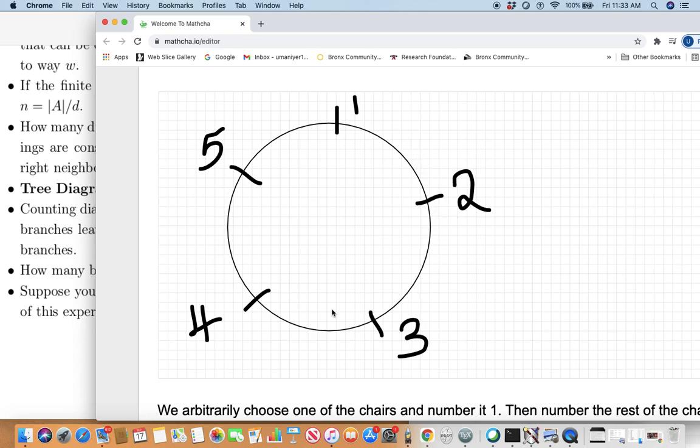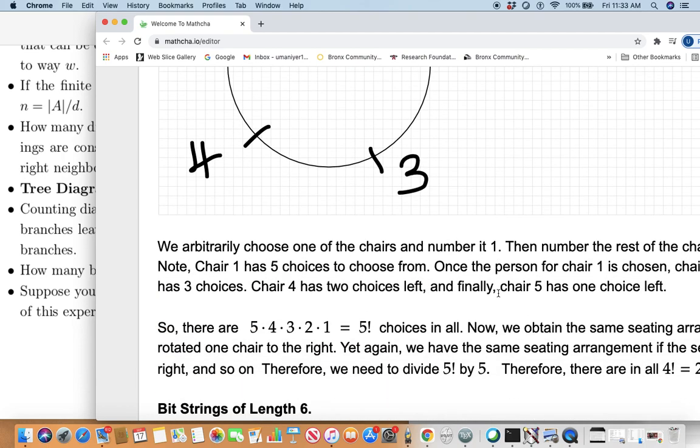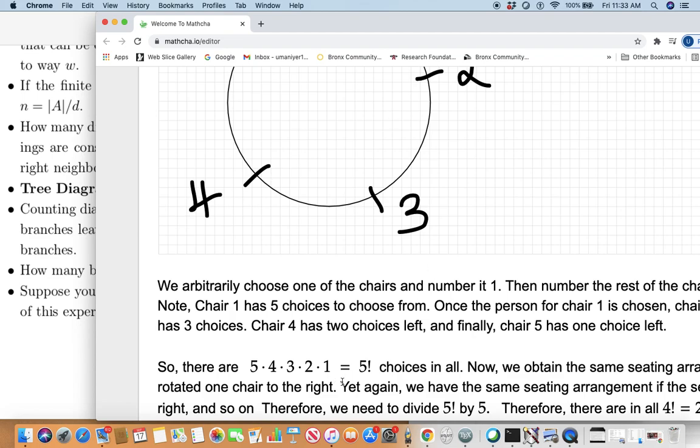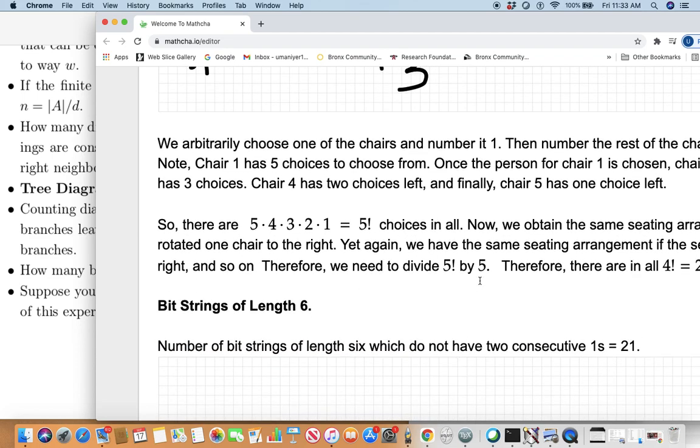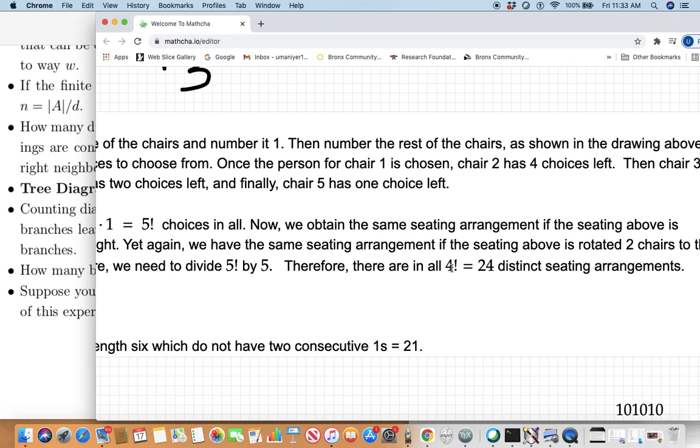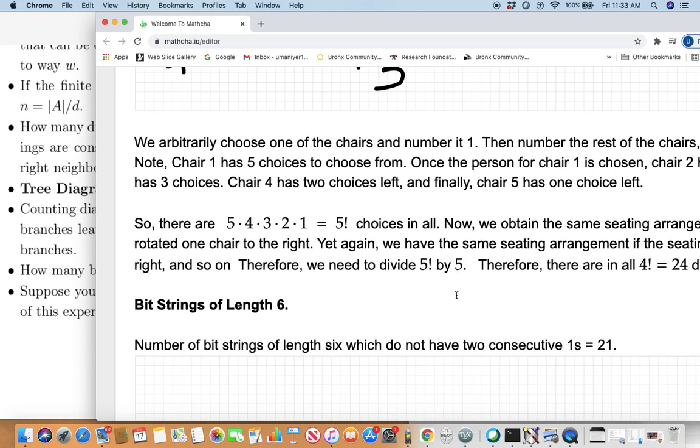But notice, whoever was seated here, if I moved him here and 2 here, 3 here, that is, I rotated the table 1 position over, that gives me the same seating. Moving it 1 more position over gives me the same seating. So there are 5 ways of getting the same seating. So in all, 5 factorial ways of choices and 5 rotations. So 5 factorial divided by 5 is 4 factorial. That's 24 different seating arrangements possible.